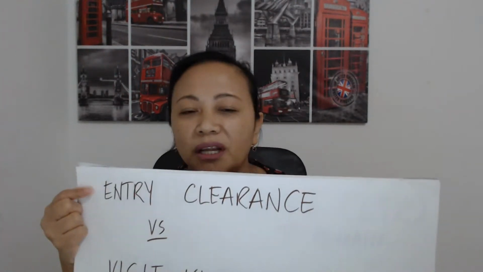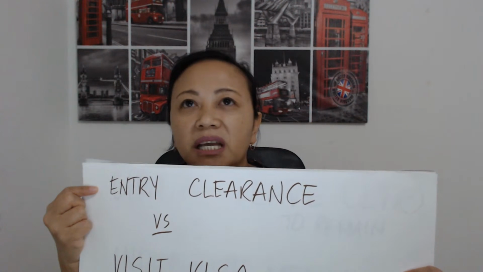That's just a formal word, like the Home Office or lawyers would use. For normal people, you won't say entry clearance. You'll just say, I've got my visa, I can come to the UK, and that's it.